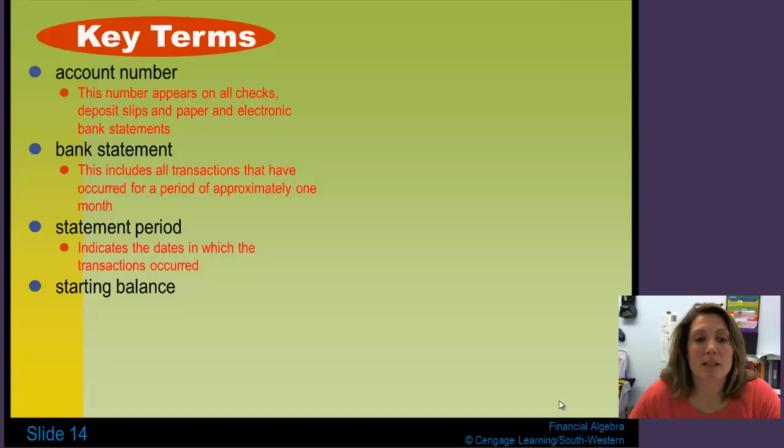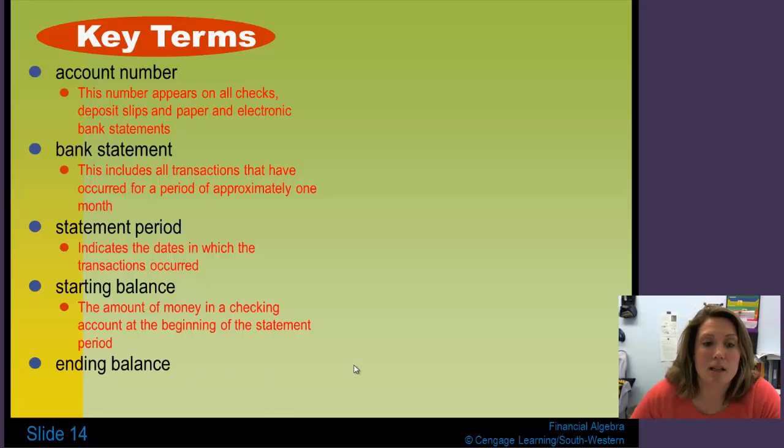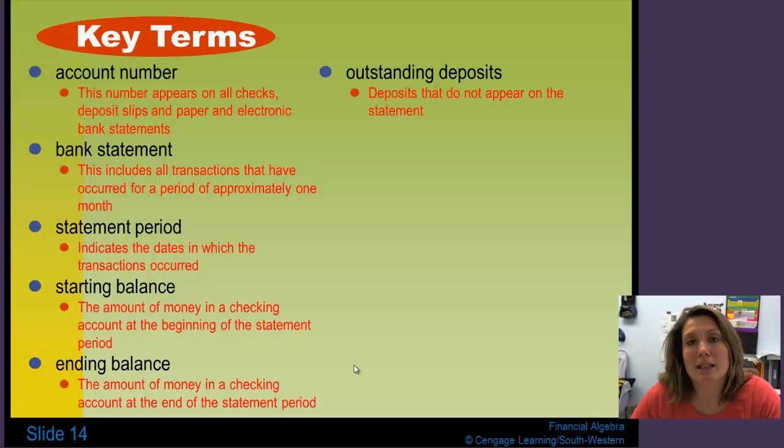The starting balance. This is the amount of money in a checking account at the beginning of the statement period. The ending balance is the amount of money in the checking account at the end of the statement period, so what you've deposited and spent over the course of that statement. Outstanding deposits means what hasn't yet been posted to your account, so money that has not yet been put into your account. They're not on the statement.